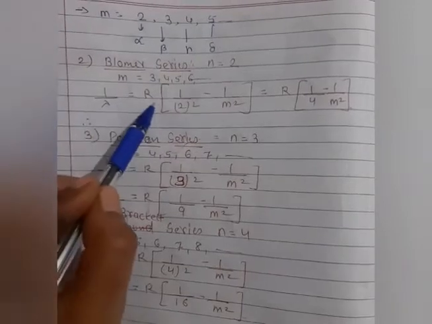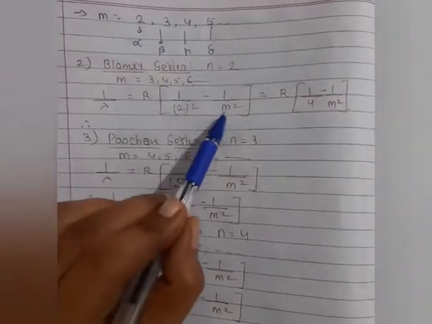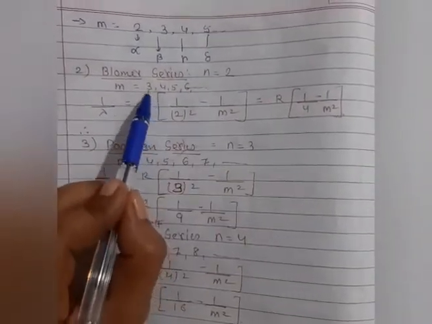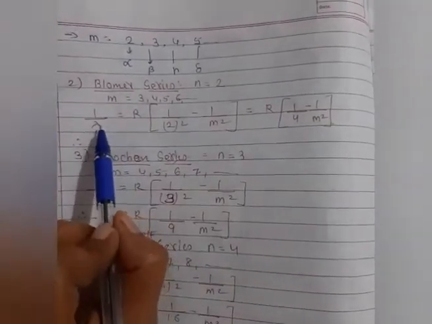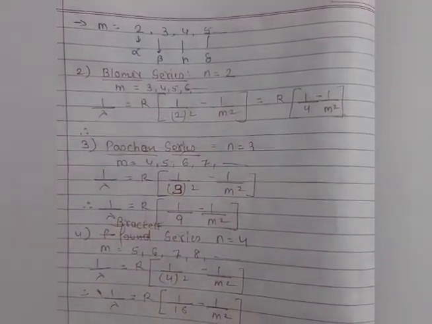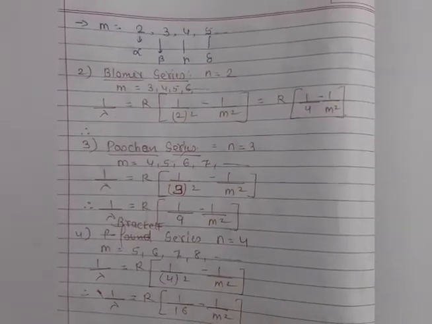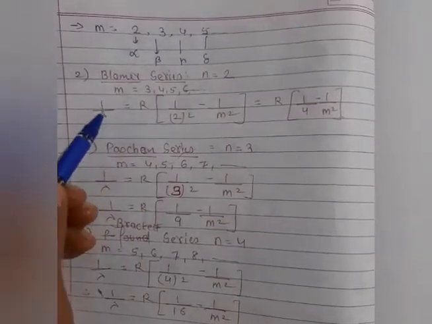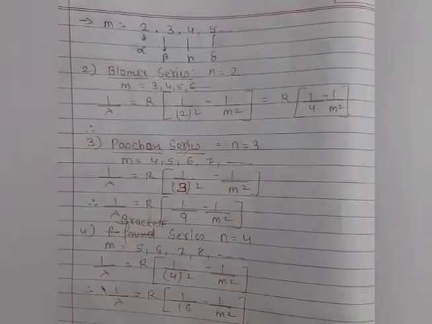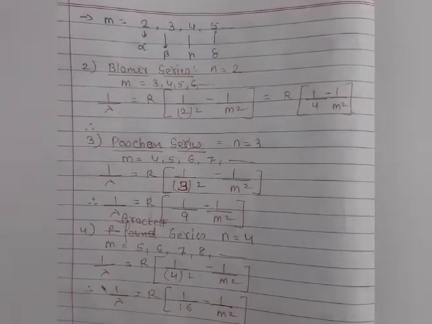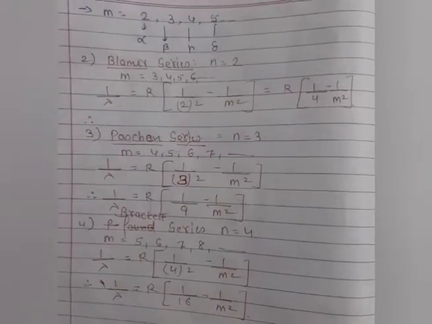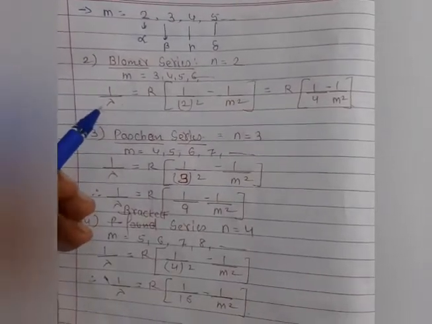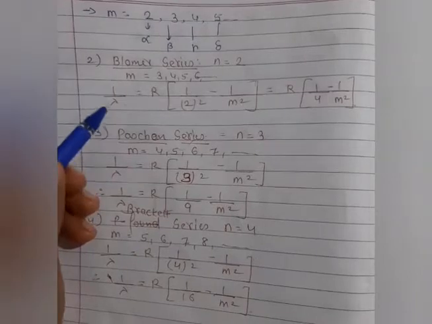So 1 by lambda equals R, the value of n is 2 squared, the value of m is as it is. In the place of m, you can substitute this value. In this way, we can find out the value of wavelength. In this way, you can find out the value of energy. Or in this way, you can find out the wavelength of the Balmer series. Because in the previous video, I directly put the values of the wavelengths of the different series. But here you can find out how we get the values of the different wavelengths or energies of the series.